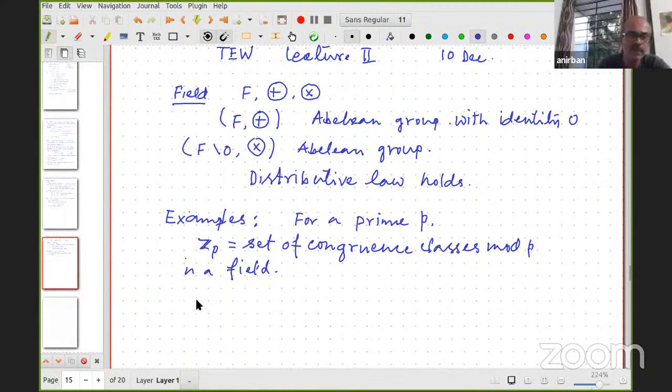So the second example. The first example tells us that given any prime number, we have a field of that order. So we have fields whose order is prime. So the natural question is, does there exist fields whose order is not prime? The answer is yes. And the following example gives you such a field.